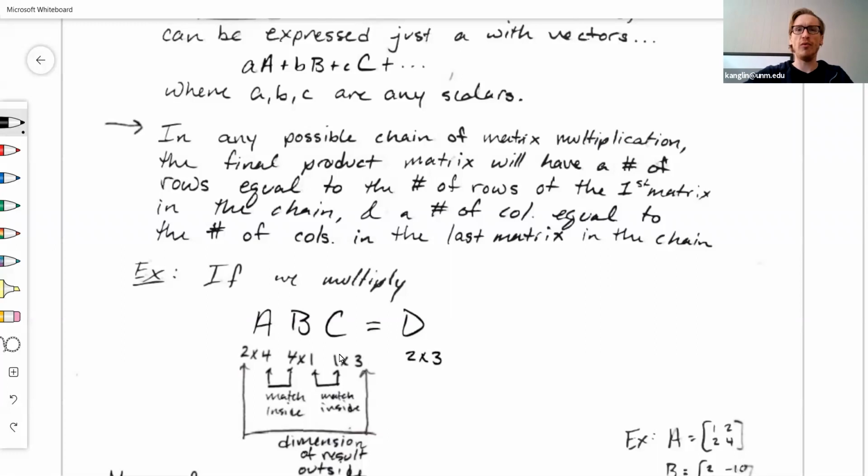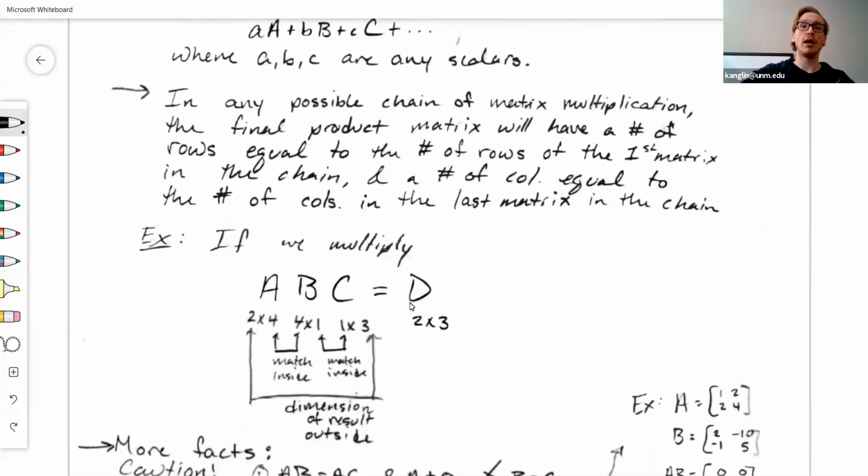So it works the same way as before. When multiplying two matrices, we thought of setting it up like this and then crossing out the ones that match and taking the outer dimensions as the size of your result. Same idea here, just more of them get crossed out. So that's how you can analyze a chain multiplication to make sure it really makes sense. Make sure all those inner pieces match up when you write out the sizes.